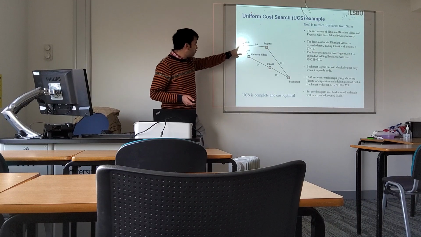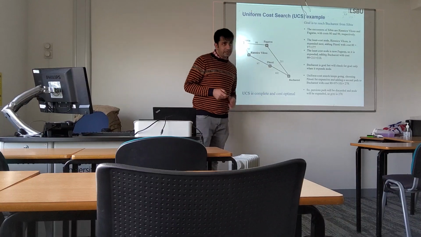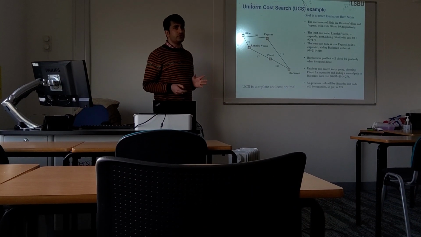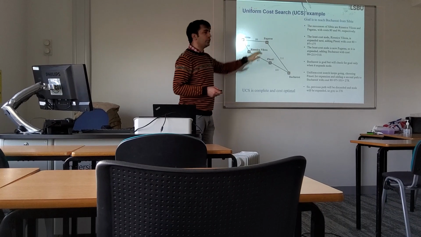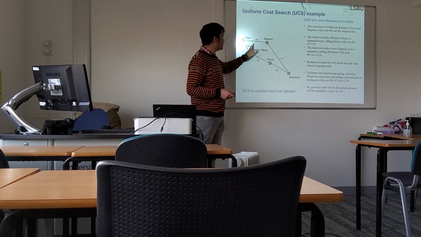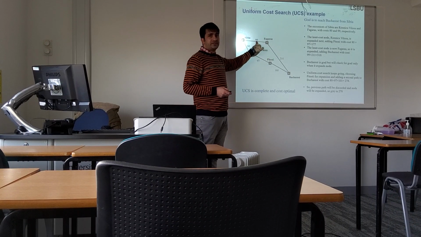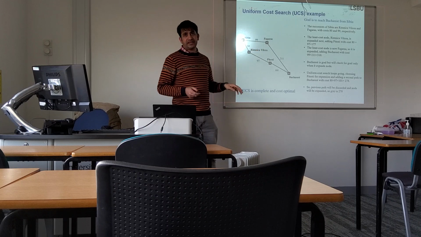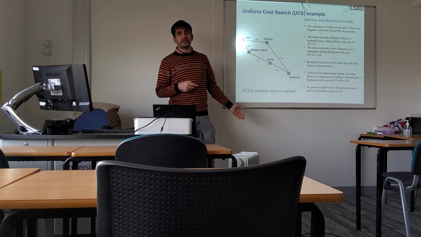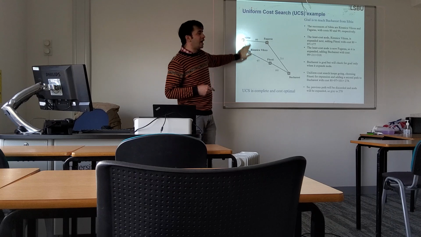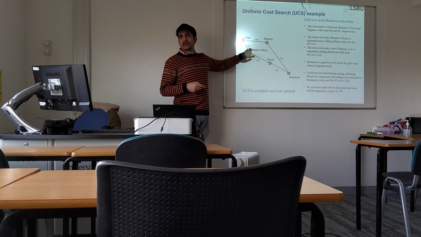Here we say that we want to go from Sibiu to Bucharest. So how are we going to move? We look at the next two nodes. From Sibiu to Făgăraș the distance is 99, and here the distance is 80. According to uniform cost search, the very first node I'm going to choose is this one, because the cost is 80.